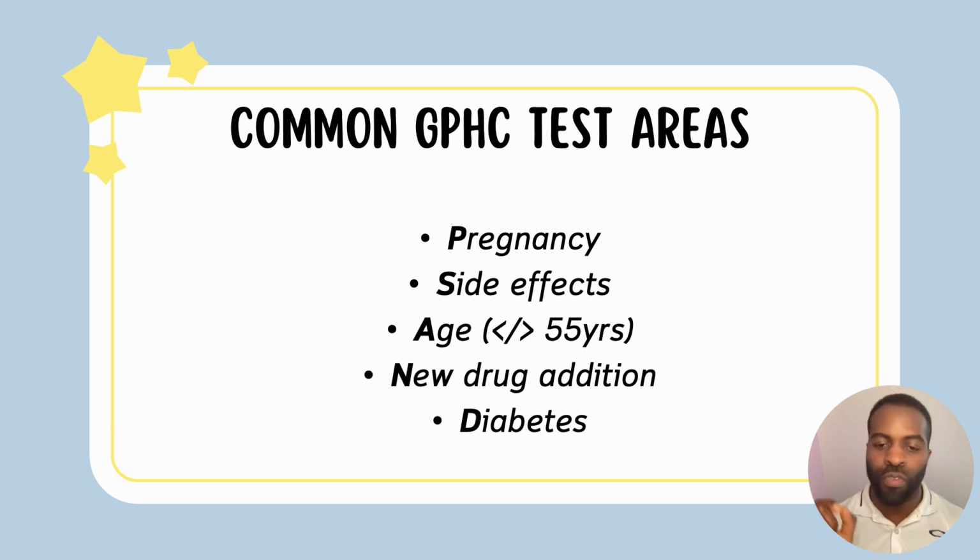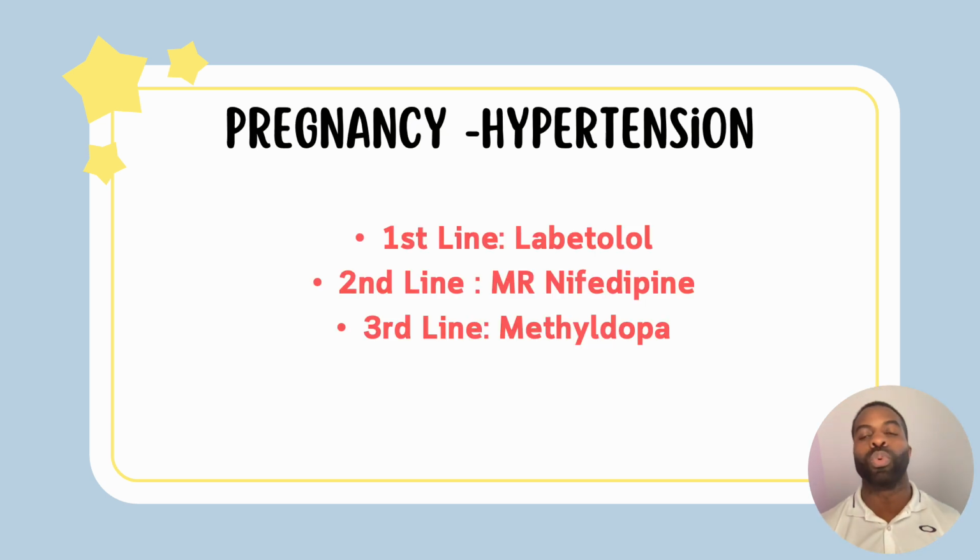So first I want to look at obviously pregnancy and hypertension. The key, you need to know the main medications that you give to pregnant ladies. And you also need to know the order at which you give this. So which is first line, which is second line, which is third line. So key drugs, hypertension and pregnancy.